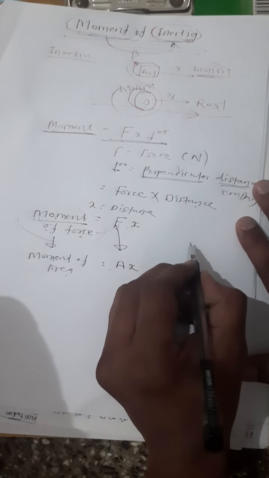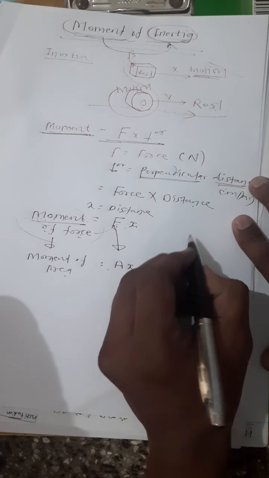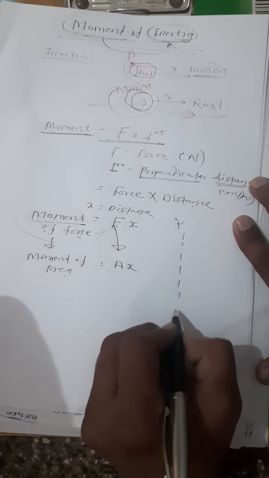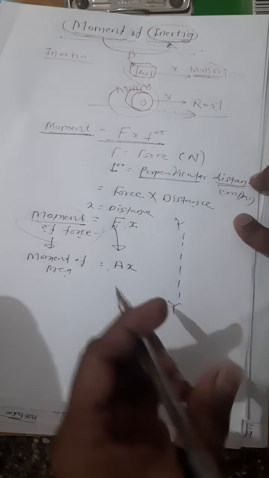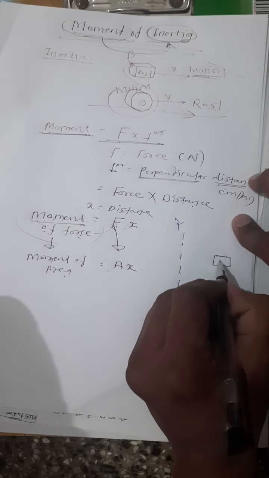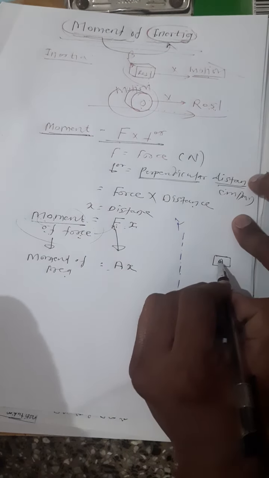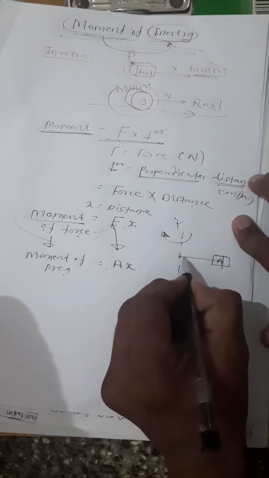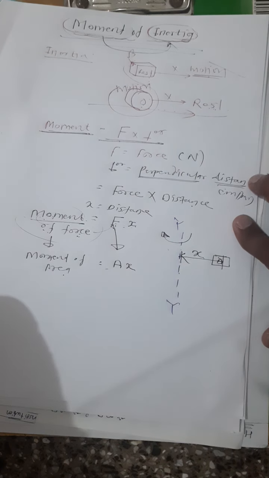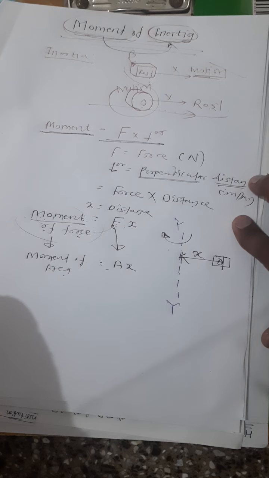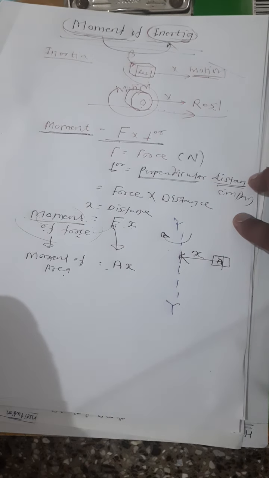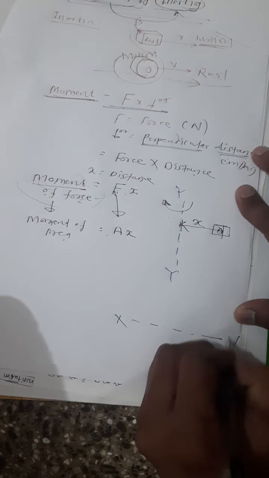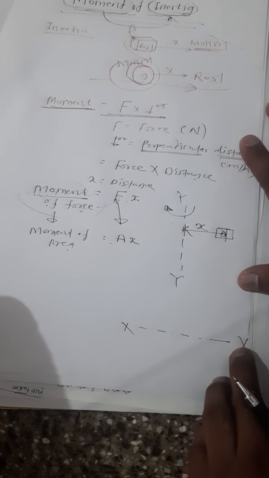Suppose we assume a y-axis, and from this y-axis we have one area. This area is going to rotate about this axis from some distance, and that distance is X. Suppose we assume another axis, the horizontal axis, the x-axis; vertical axis y, and horizontal axis x.